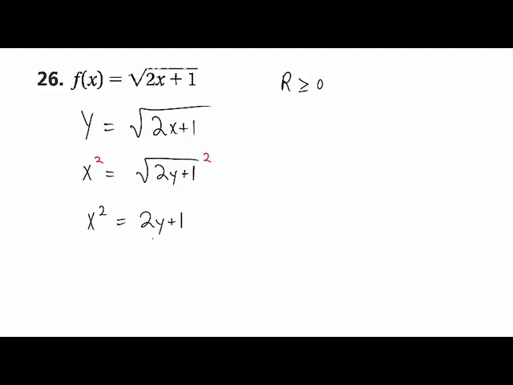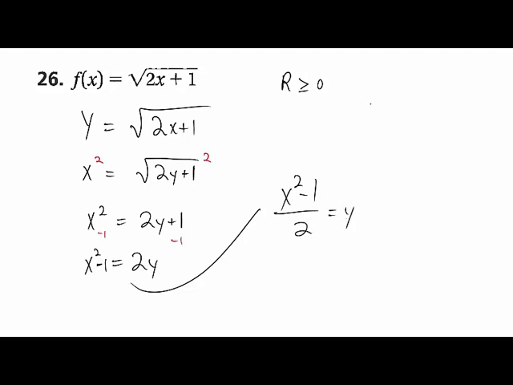And then subtract 1 on each side, so you get x squared minus 1 is equal to 2y. And then divide by 2, so you end up getting x squared minus 1 over 2 is what your y is equal to. So that is your rule for your inverse function. So we get the inverse function is x squared minus 1 over 2.